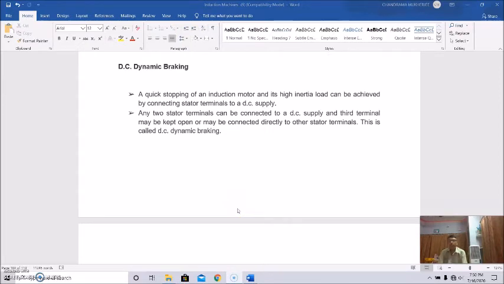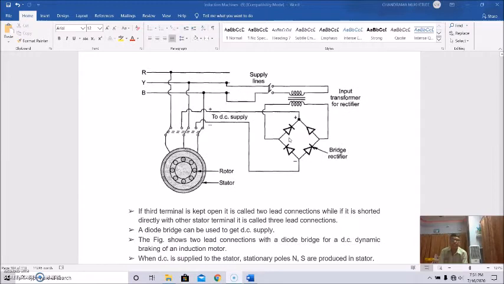Once again, I am repeating this DC dynamic braking. If we want quick stopping of an induction motor and its high inertia load, that can be achieved by connecting the stator terminals to a DC supply. Any two stator terminals can be connected to a DC supply, and the third terminal may be kept open or may be connected directly to the other stator terminal, and this method is called DC dynamic braking. Basically, we are introducing DC supply for braking, connected to two stator terminals, and the third terminal may be kept open or shorted to the other stator terminal.